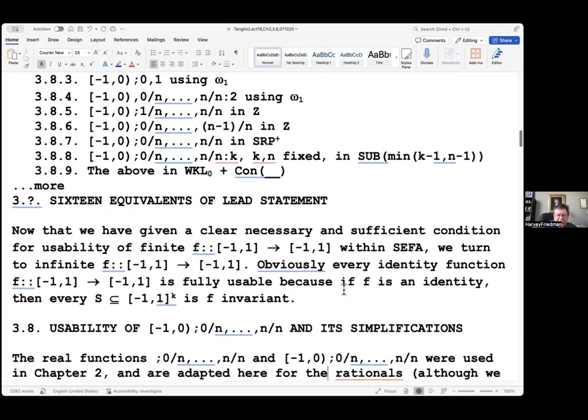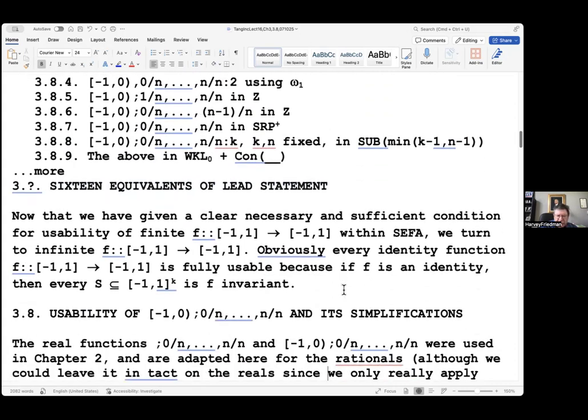So now we've given a clear, necessary, and sufficient condition for usability of the finite case within CIFA, that is super exponential function arithmetic. We turn to the infinite case. Now, obviously, every identity function is fully usable. Okay, I think that this was not meant to be here, simply because it's really an introduction to section 3.7 and not 3.8. It's really a comment on 3.7.